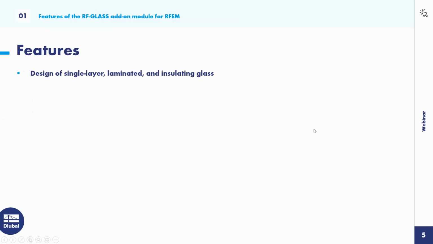So I start with the features of glass. It's possible to design single layer, laminated and insulating glass, also curved glass. In the second example, I will combine curved glass and insulating glass.